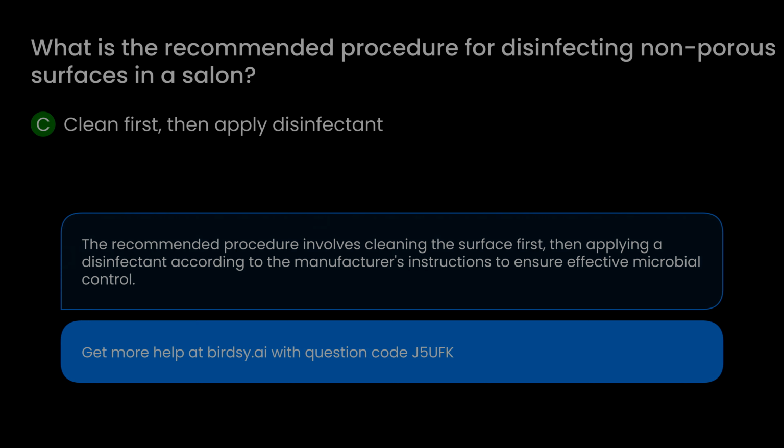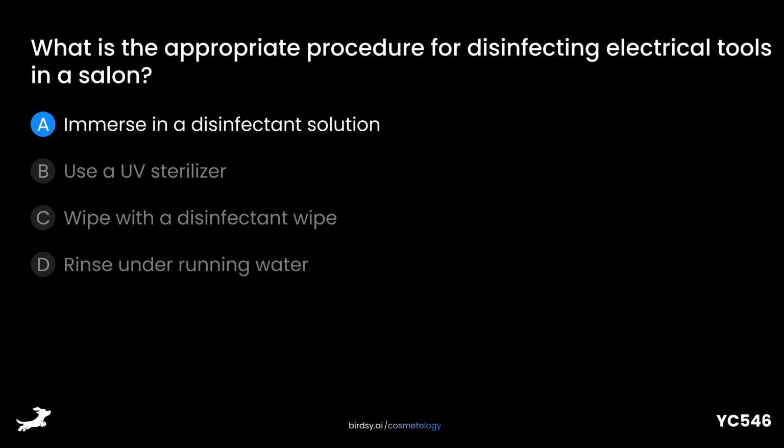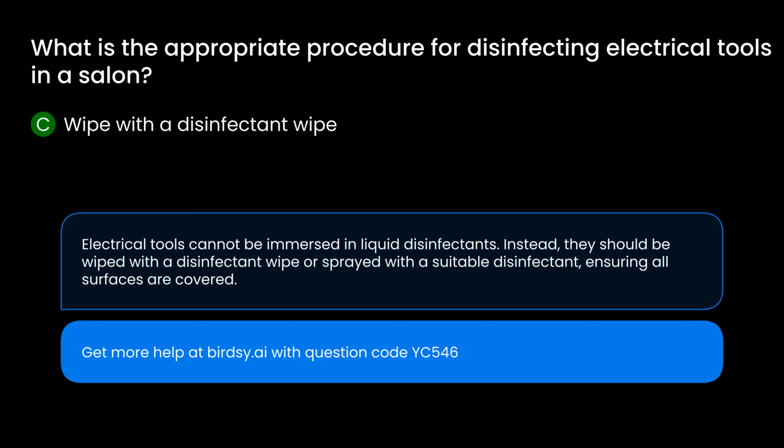microbial control. What is the appropriate procedure for disinfecting electrical tools in a salon? Is it A. Immerse in a disinfectant solution, B. Use a UV sterilizer, C. Wipe with a disinfectant wipe, or D. Rinse under running water? The answer is C. Wipe with a disinfectant wipe. Electrical tools cannot be immersed in liquid disinfectants. Instead, they should be wiped with a disinfectant wipe or sprayed with a suitable disinfectant, ensuring all surfaces are covered.